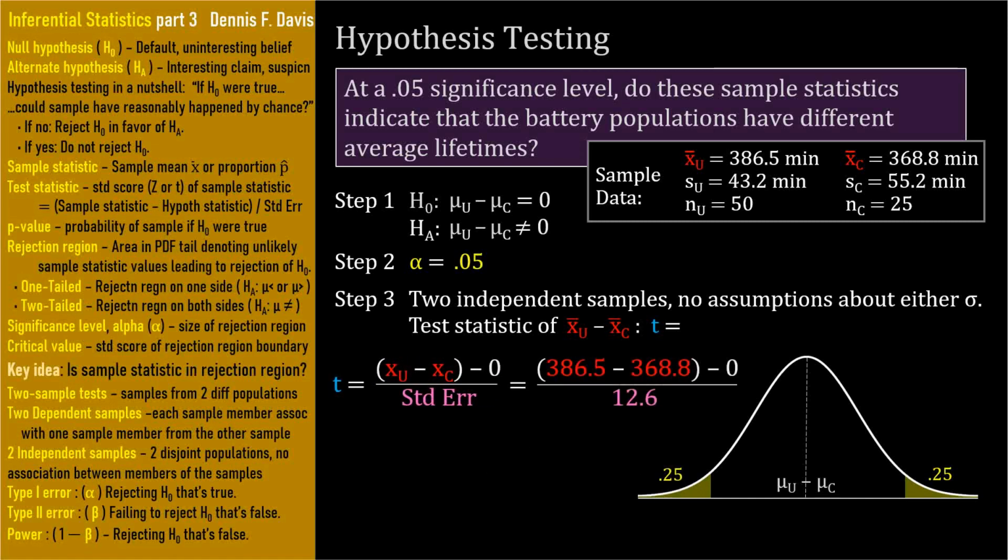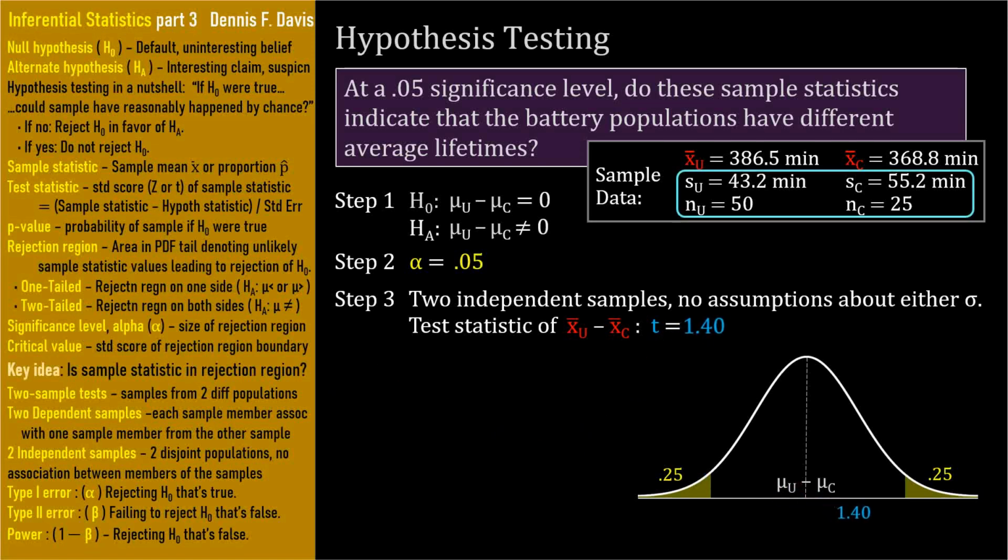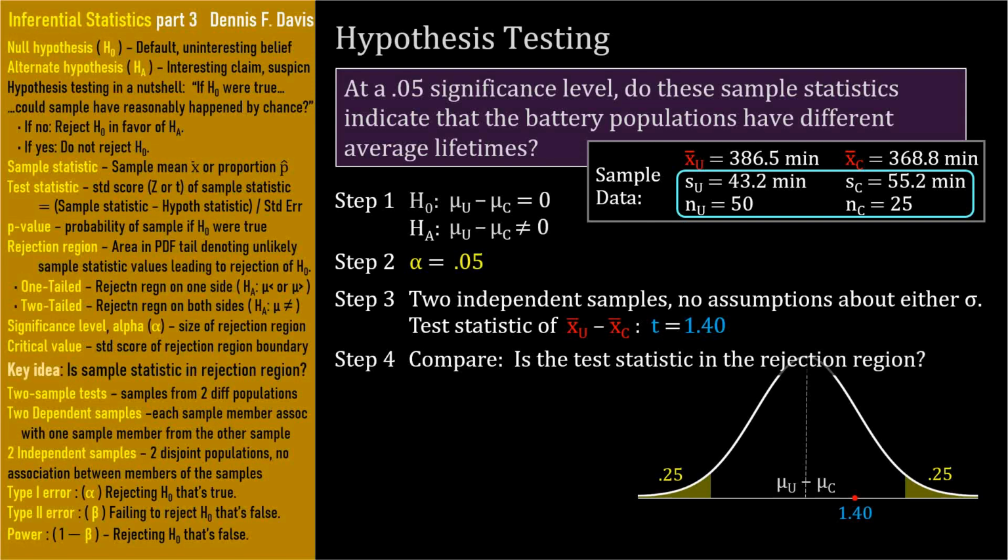The sample statistic is the difference between the sample means, 386.5 minus 368.8, minus the hypothesized difference, 0, all divided by the standard error, 12.6. This yields a t-score of 1.4 as our test statistic. Step 4: is the test statistic in the rejection region? We'll use a t-table to find the t-score of the rejection region boundary here. The cumulative probability we'll look up is 0.975, which is 1 minus the right tail.